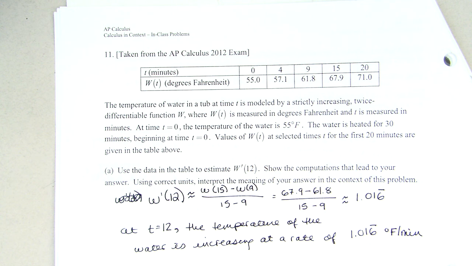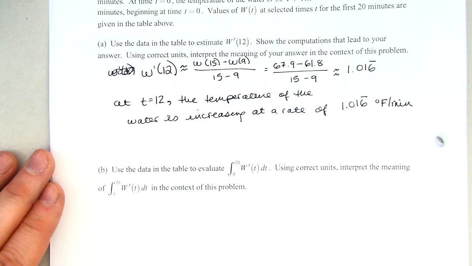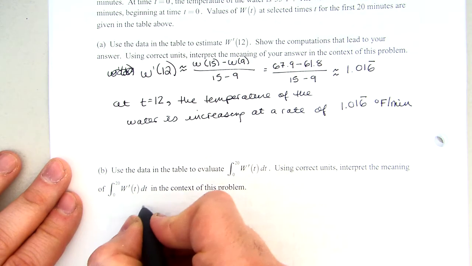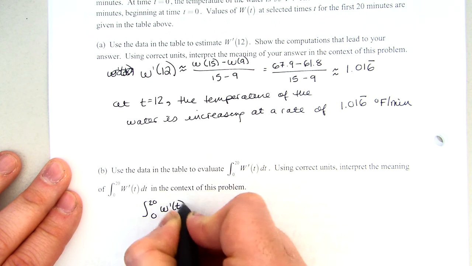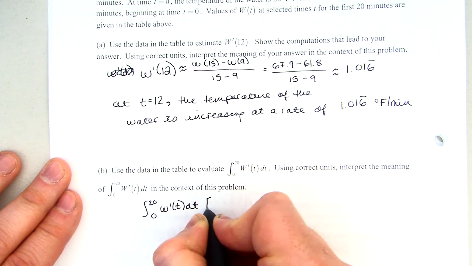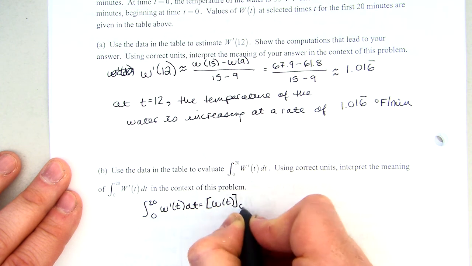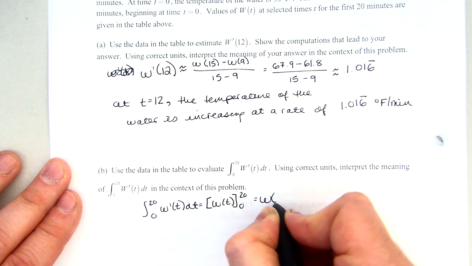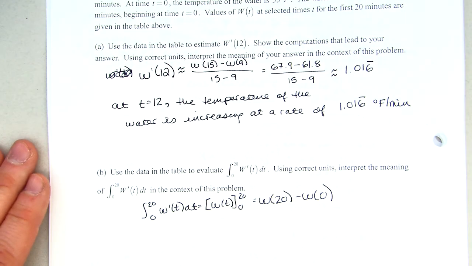Anything there? B is a little different. We want to figure out that integral. Oh, okay. What do you mean when you said first fundamental theorem of calculus? Okay. Isn't this going to be W of t evaluated from 0 up to 20, or W of 20 minus W of 0? Figure those out from the table, and then we need to figure out what this means.